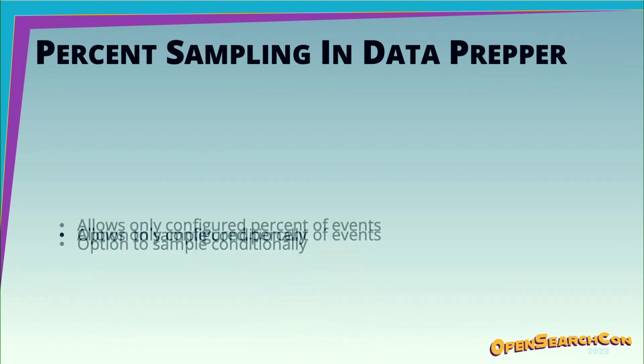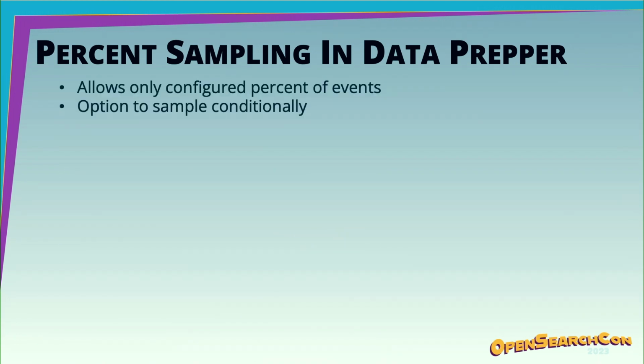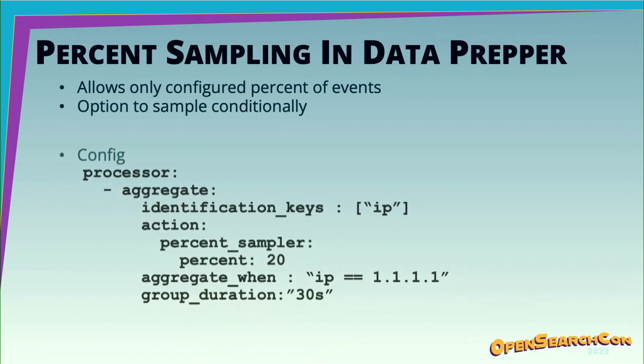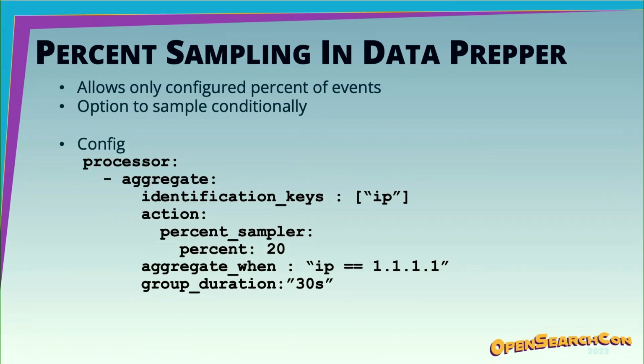You can configure what percent of the events you want to sample, and you can also do that conditionally. For example, I have an example configuration here. This configuration basically says that when the IP address is 1.1.1, sample that input, and only 20% of it is actually sent to the sink.